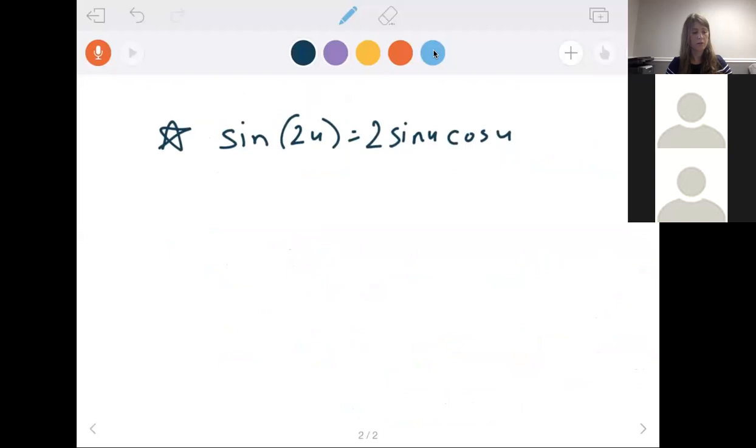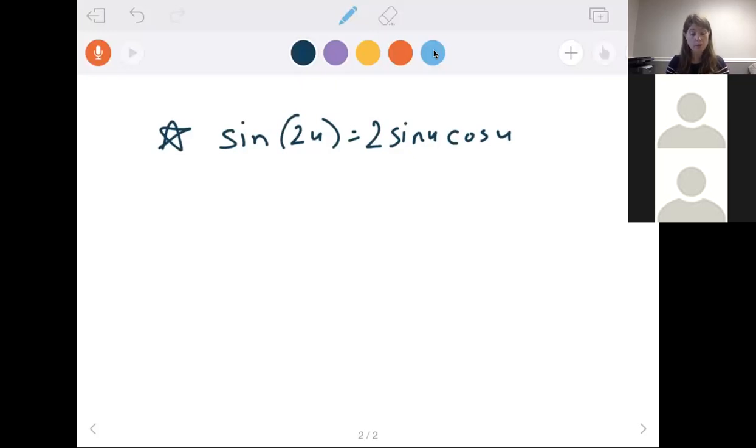Now, in terms of going forward in the class, or I should say other math classes, this is the one that I found that I use the most frequently. In other words, this one, the double angle for sine, is one that we see not all the time in calculus, but you see frequently enough that it's a good one to know.